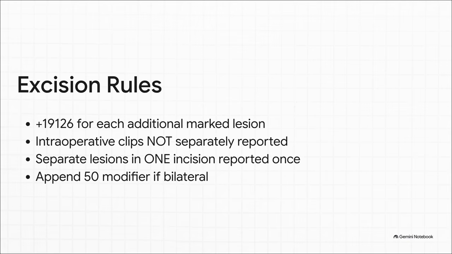For both of these codes, removing separate lesions through a single surgical incision means you only report the primary excision code once. You only start looking at modifiers if separate, distinct incisions are made in different quadrants. And finally, unlike localization codes, you actually do append modifier 50 to 19125 if it's performed bilaterally.